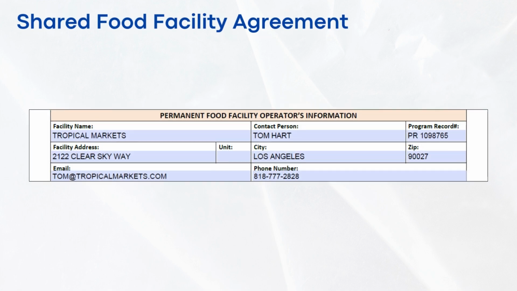Next, the permanent food facility operator's information will be completed. First is the facility name. Next is the contact person of the permanent food facility, the program record number, and the facility address. Make sure to include the number and name of the street, city, and zip code. Then include the email address and the phone number.